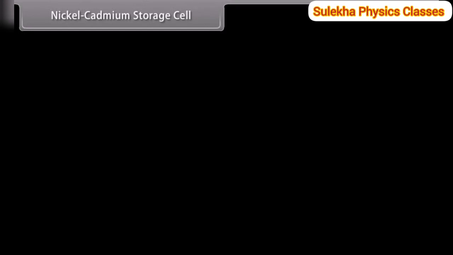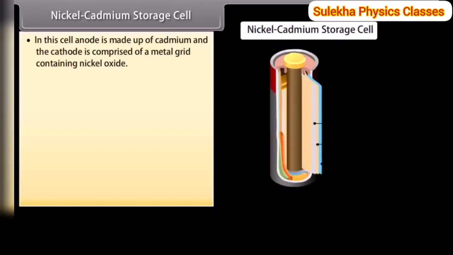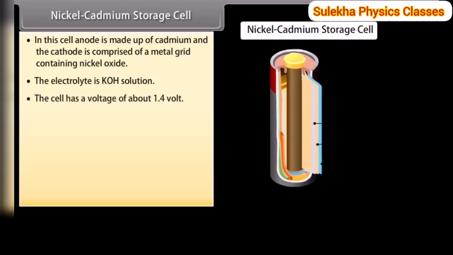Nickel-cadmium storage cell. In this cell, the anode is made up of cadmium and the cathode is comprised of a metal grid containing nickel oxide. The electrolyte is KOH solution. The cell has a voltage of about 1.4 volts.